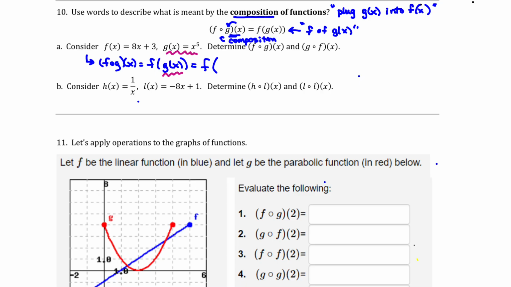Let me write that down. What am I plugging in? I'm taking x to the fifth, right? And I'm plugging it into the function f. And so that means I'm putting it in place of the x. And so what do we get? f of g of x is f of x to the fifth, and that's just 8x to the fifth plus 3. And that is f composed with g of x.